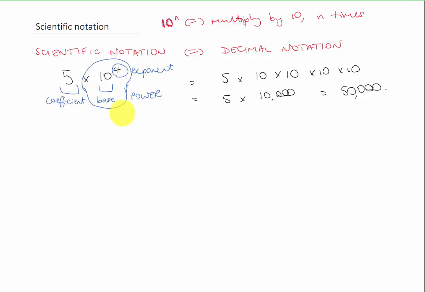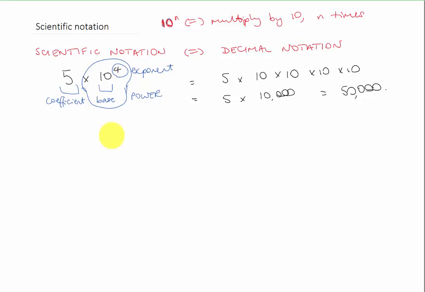So we can go between scientific notation, which is this notation here with the coefficient and the base and the exponent to make up a power, and decimal notation, which you might think of as normal numbers, so with a string of zeros. So there's our first example of changing in between scientific notation and decimal notation.